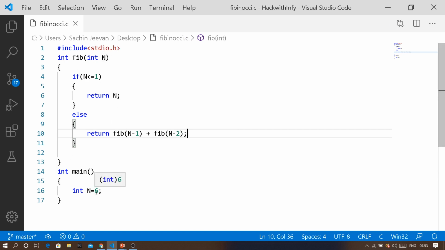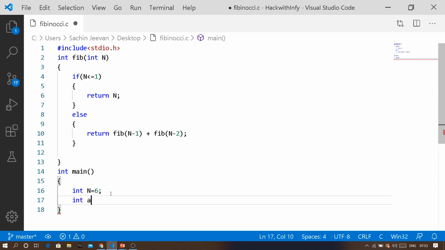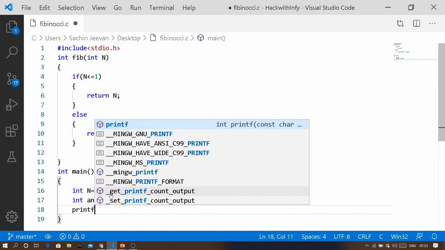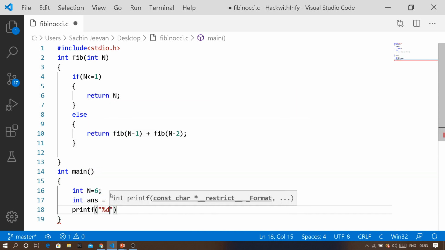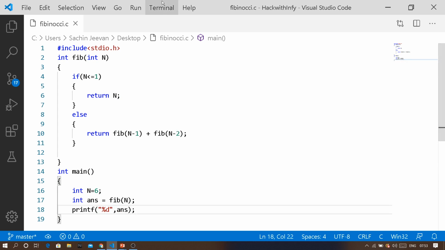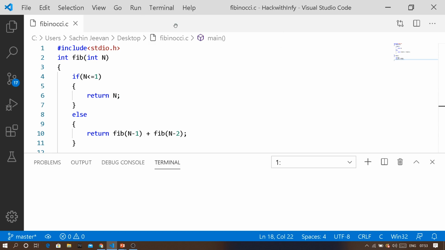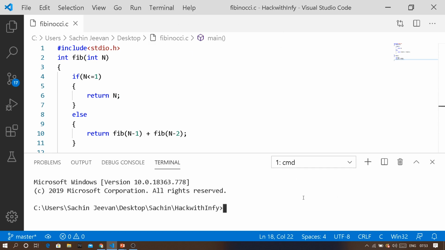So what is the sixth Fibonacci number? It is 8. So we will take a variable called answer, and we will call the function Fibonacci, and we will pass the n value, which is 6. So the sixth Fibonacci number is 8, so our answer has to be 8. We will just print and check it. So %d comma ans. Then we will go for compilation and execute and check once.